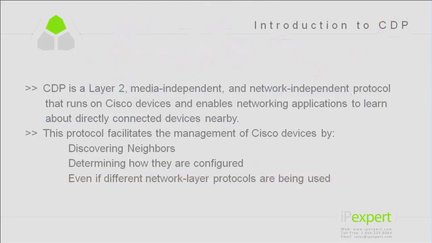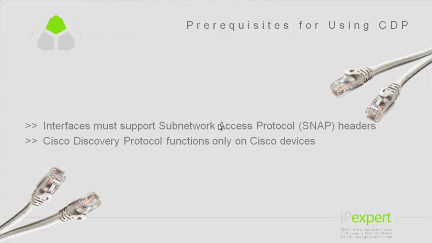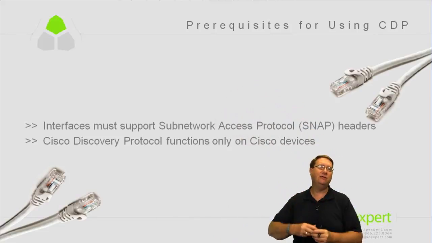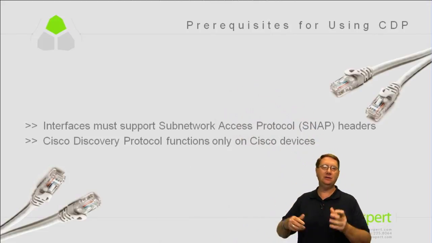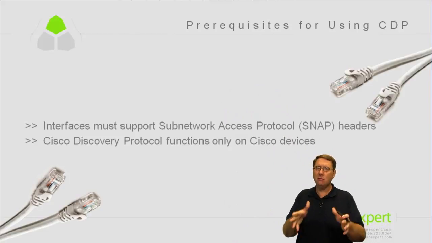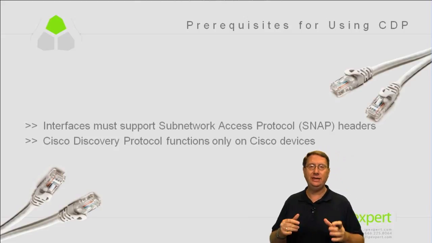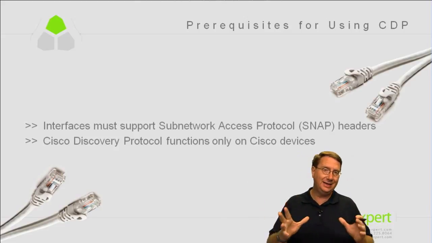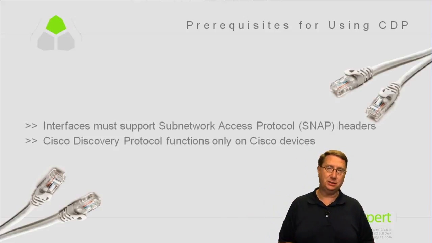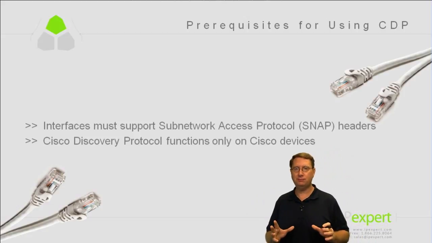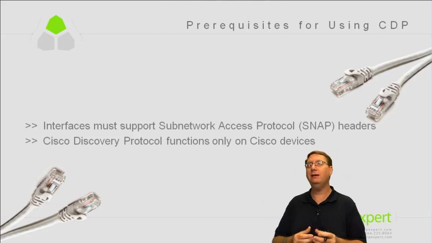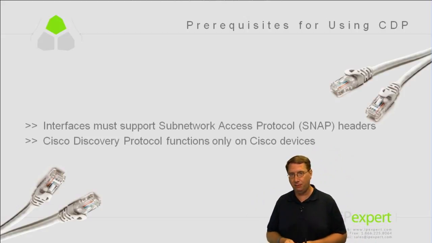That's the main payoff when it comes to working with a protocol like CDP, because CDP allows us to very quickly discover the nature of that infrastructure and all of these interconnections between our devices. But there are some prerequisites. First of all, we need this idea of SNAP, Subnetwork Access Protocol. Subnetwork Access Protocol is the driving protocol, the enabling protocol that allows CDP to operate.